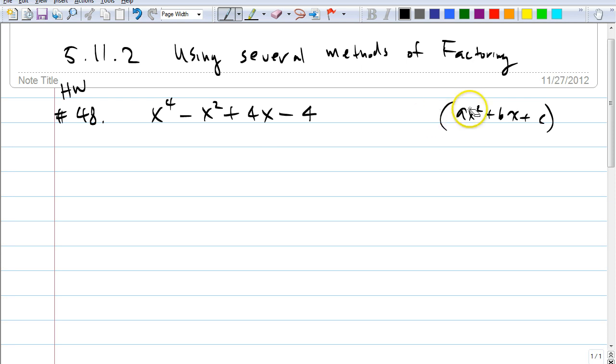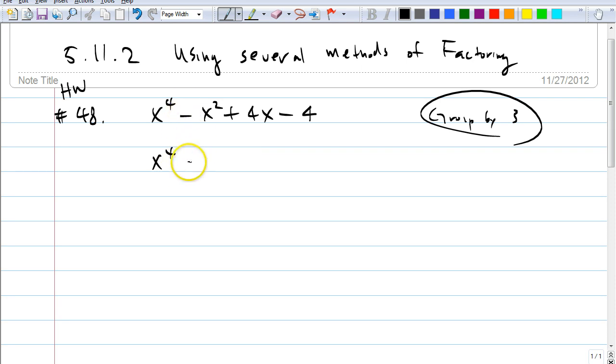So this is group by 3. We haven't learned that, but if grouping by 2s doesn't work, that's the thing you're going to try. You're going to group them by 3. So, like I said before, x to the 4th. Now here's a minus, so it's going to be minus, in parentheses. What do you think it's going to be in here? X squared. Would it be plus 4x or minus 4x? It'd be minus 4x, wouldn't it?